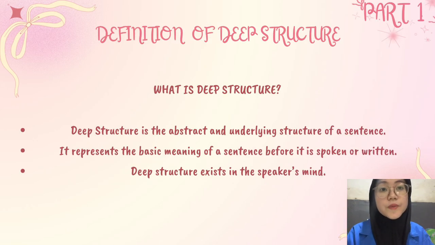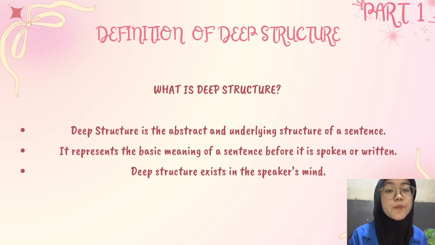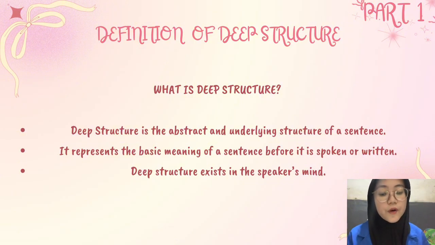So what is deep structure? Deep structure is the abstract and underlying structure of a sentence. It represents the basic meaning of the sentence before the sentence is spoken or written. In other words, deep structure exists in the speaker's mind, not in the surface form of the sentence that we see or we hear.